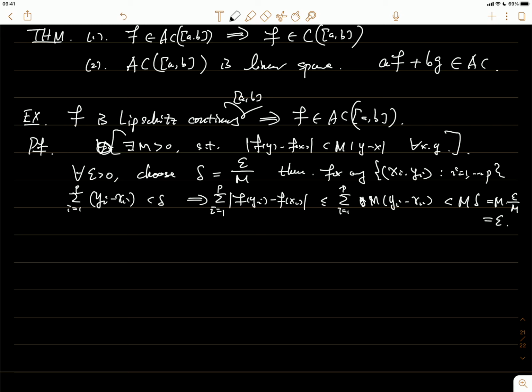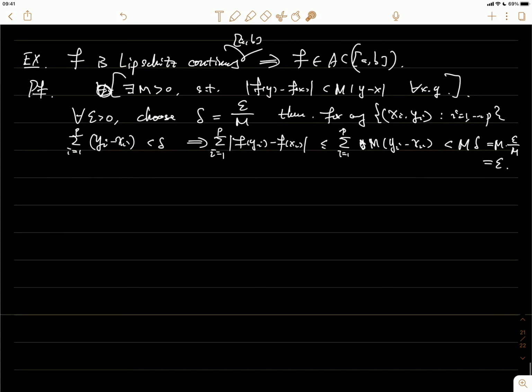Okay, so we showed that for any epsilon, there exists a delta chosen this way, such that for any disjoint intervals like that with total length less than delta, the sum is less than epsilon, and that implies the function is also absolutely continuous. Okay.